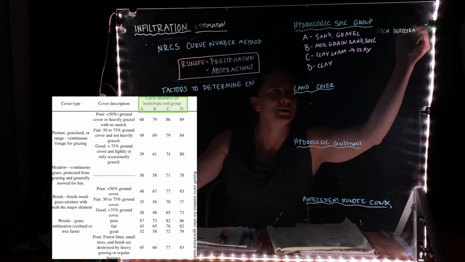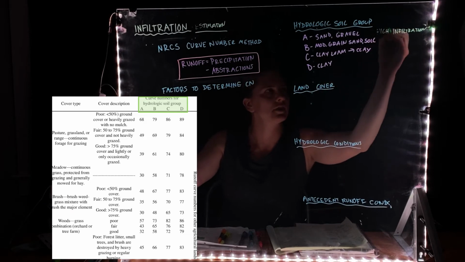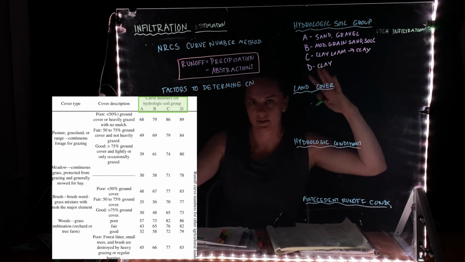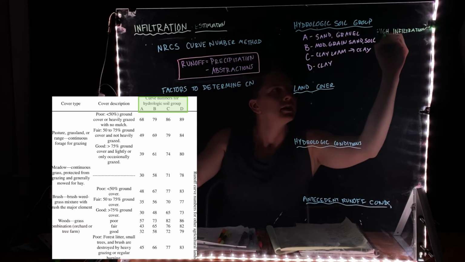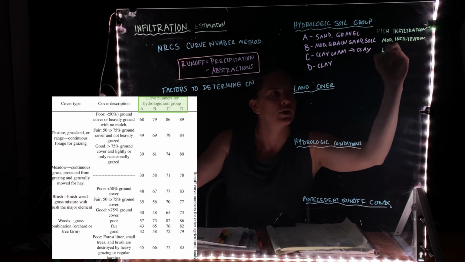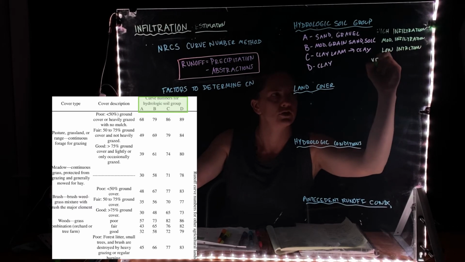So think about going to the beach, right? You pour water on the sand, building your lovely sand castles, it soaks right in. Not a lot of ponding happens. You just lose all that water. High infiltration. Group B has moderate infiltration. C has low infiltration. And then these hard clays have very low infiltration.